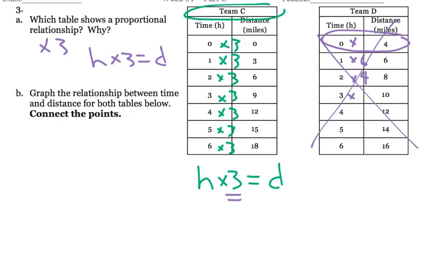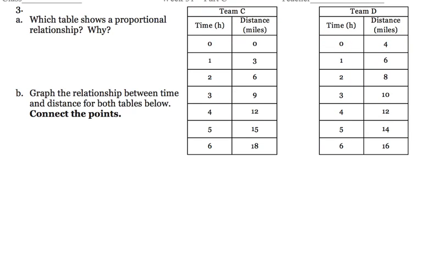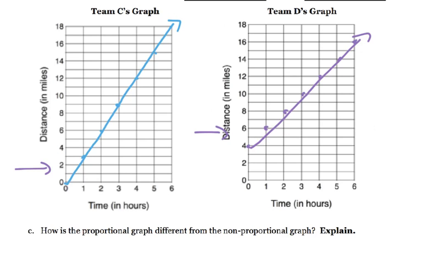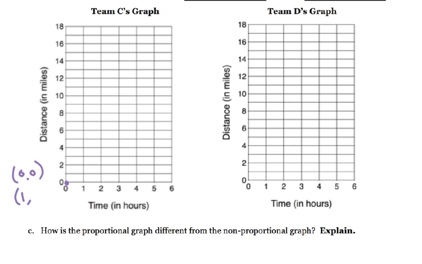So I'm going to clear this ink so I can see it. And then here, the first ordered pair is 0, 0. The second ordered pair is 1, 3. So let's go do that. So let's start off with 0 hours and 0 miles. So that's 0, 0. Then the next one was 1 hour and 3 miles. So x always comes first and y always comes second.